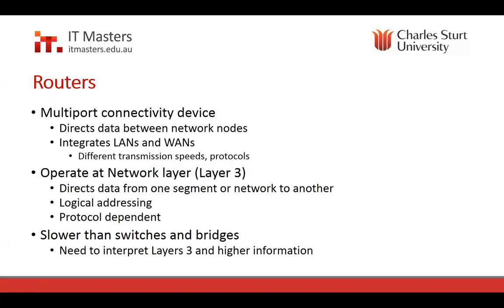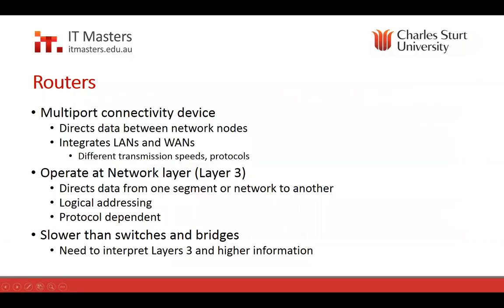Key thing, they operate at layer 3 of the OSI model. They direct data from one segment or network to another, so you need them to talk between subnets, you need them to talk between VLANs. We have logical addressing, so our IP addresses, whether they're IPv4 or IPv6, live at this level, and they're protocol dependent. So what that means is you have to have a specific protocol stack on them in order for it to work. So they're dependent on IPv4 or IPv6. They're not just generic, they won't just take everything at one time. You actually have to have that protocol stack enabled and configured.